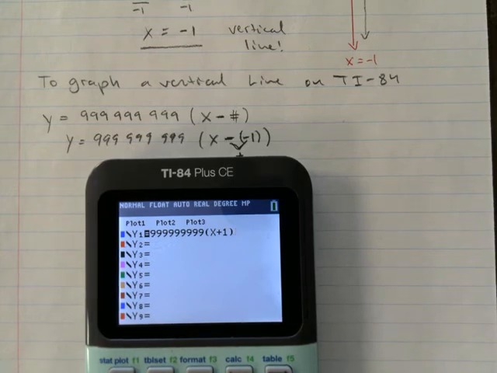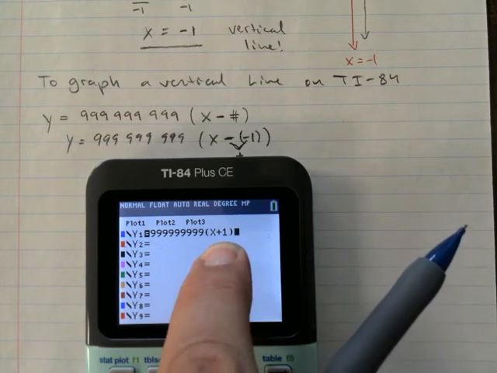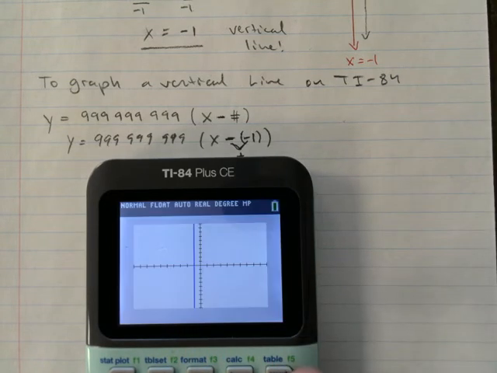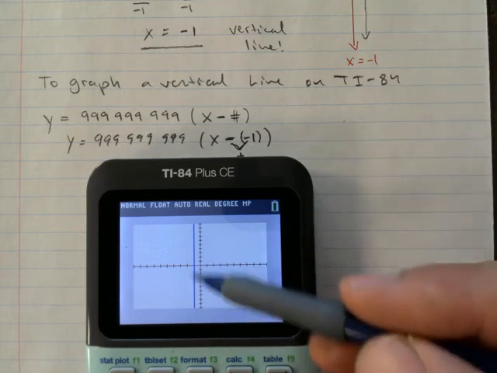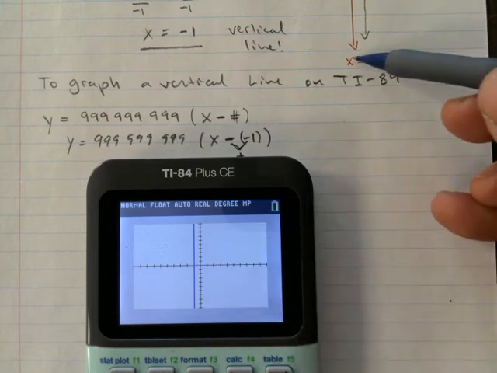And so it's the opposite of what you are given, right? If it's -1, you're going to have to type in +1. So let's hit graph and see if that works. There it is. That's your line, x equals -1, which is this one, right?